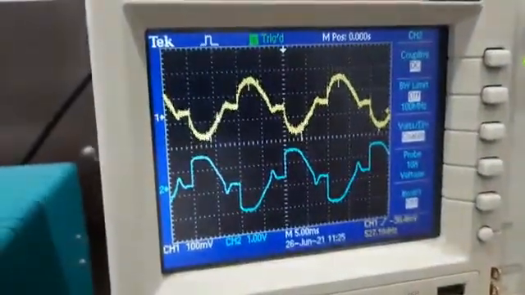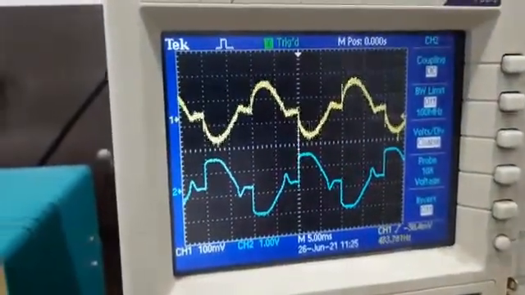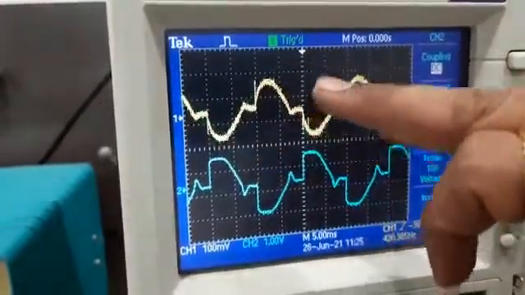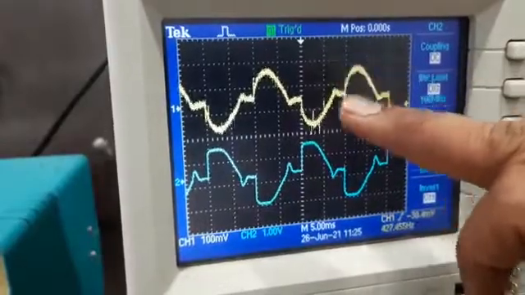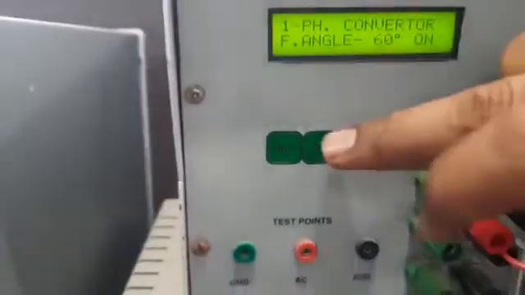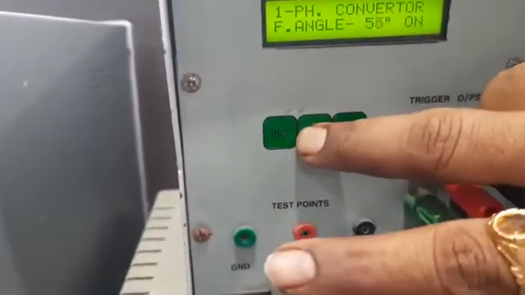Compared to the previous case, you can observe the sine waveform is now clearly visible. So this is the current waveform, voltage waveform, current waveform. Then now we will change the firing angle to 30 degrees.